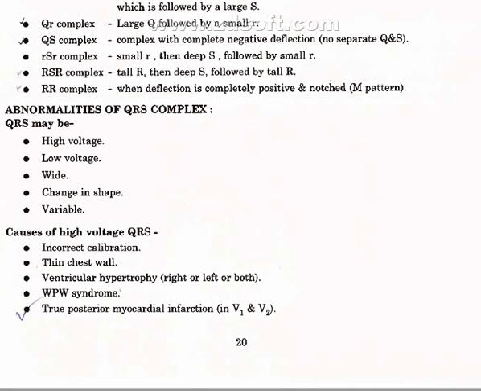Now abnormalities of QRS complex. QRS may be high voltage, low voltage, wide, change in shape, variable. Causes of high voltage QRS: incorrect calibration, thin chest wall, ventricular hypertrophy, that may be right or left or both, WPW syndrome, true posterior myocardial infarction in V1 and V2.